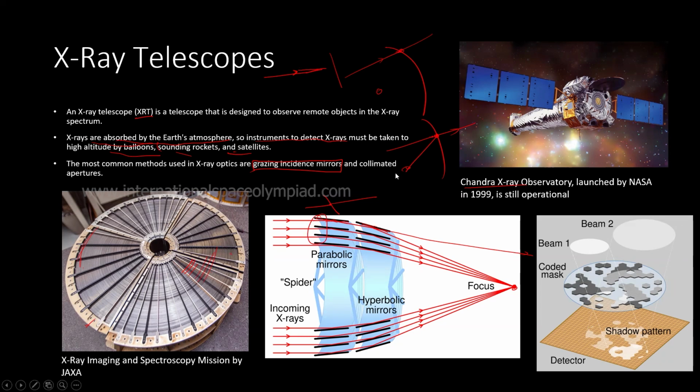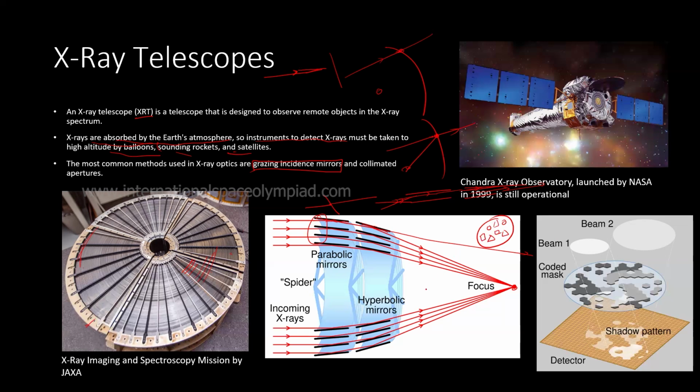Another method is something called collimated apertures. Collimated apertures means something like a tiny hole, so that there will be X-rays coming from all directions, but only what is coming straight will pass through the small holes and finally reach a point. And to get the image of that source, they put something like this mask. This is called a coded mask. You can simply imagine it like taking an opaque thing and putting some holes in a random pattern. It is not an image, it is a pattern.